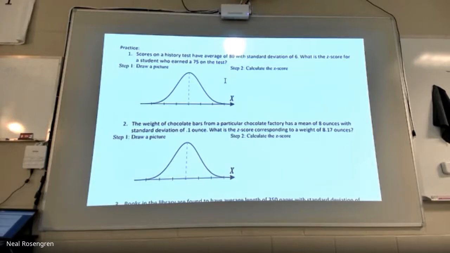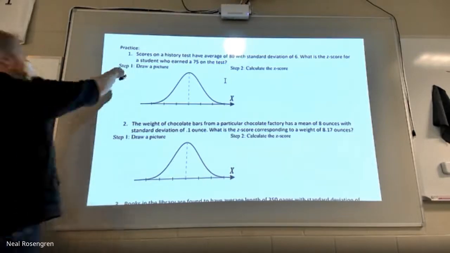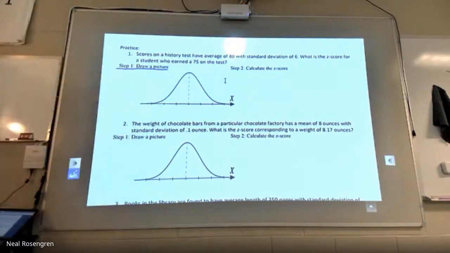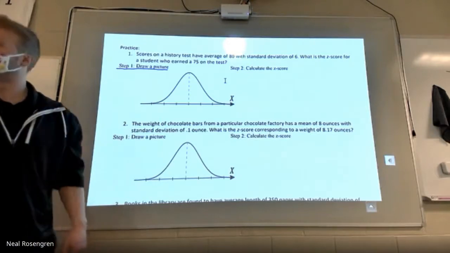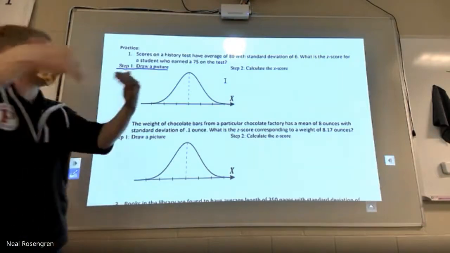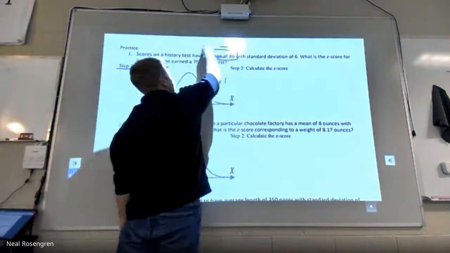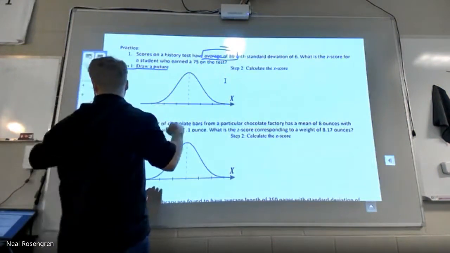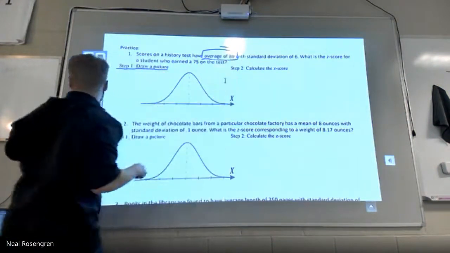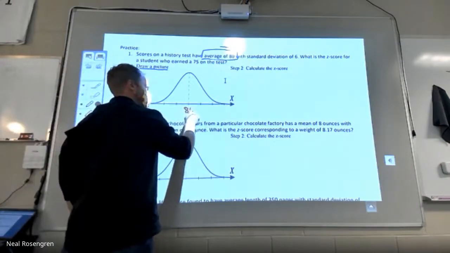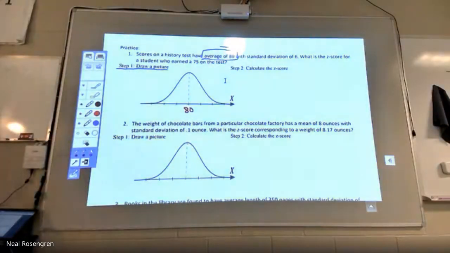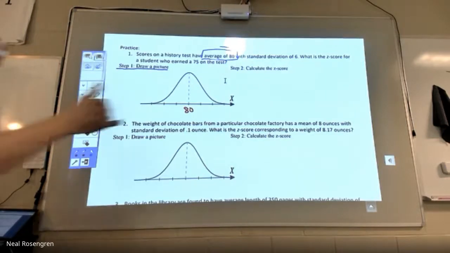So we have to draw the picture first, right? Step one, always, always draw that picture out. So what goes in the middle? I know sometimes they put the mean first or second or third, so you have to watch out. It says mean, or it says average, or it says mu. There it is, 80. And then what are we supposed to add and subtract every time going up and down? 6, good, the standard deviation.